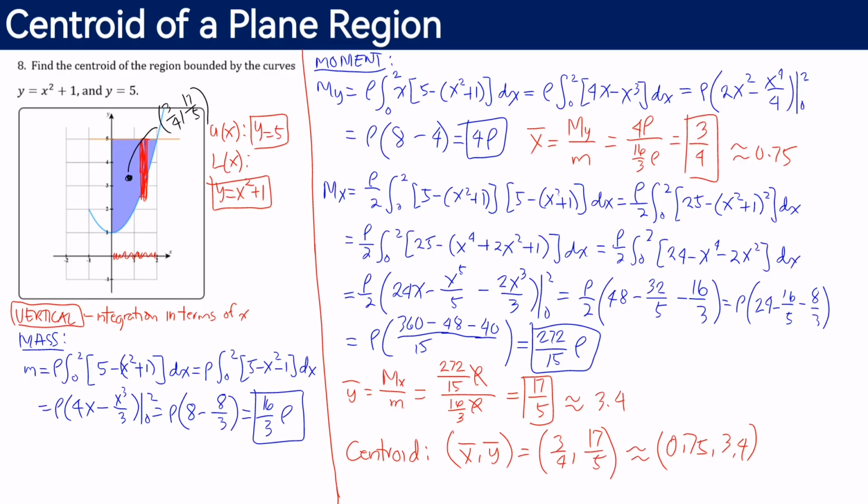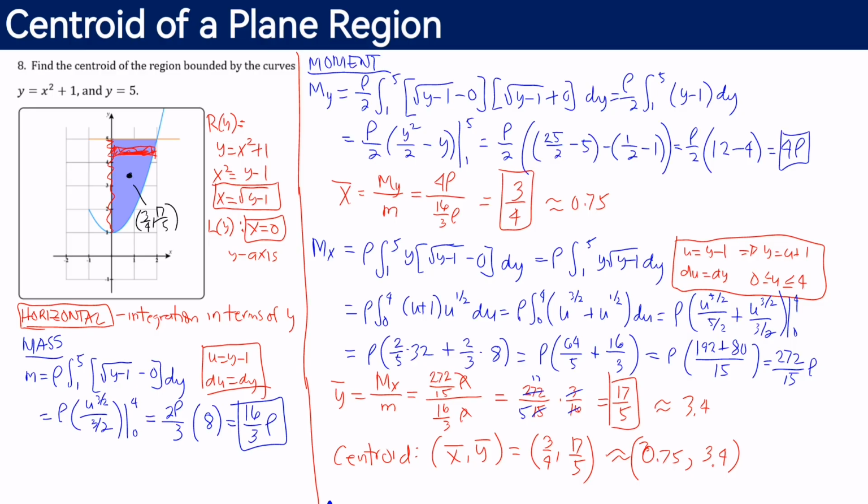Integrating, I got 16 over 3 rho. I also looked for the moment with respect to y, moment with respect to x. So the centroid is 3/4, 17/5. If you need a detailed explanation, please review part 1 and part 2 of my recorded discussions on centroid of the plane region.